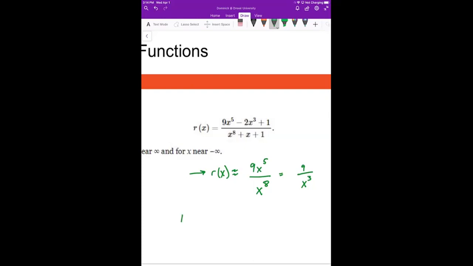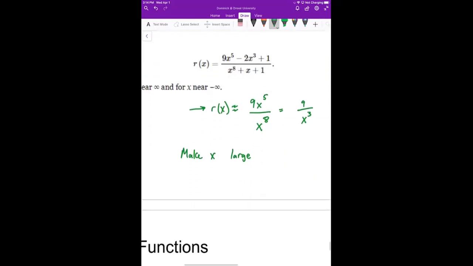Now, if you make x large, what happens? Well, for example, you'd have 9 over like 1 million to the 3rd. You're taking 9 and dividing it by some very large number, so this is going to be a very small number. You could make your bottom number as big as you want, and the overall very small numbers are going towards 0.